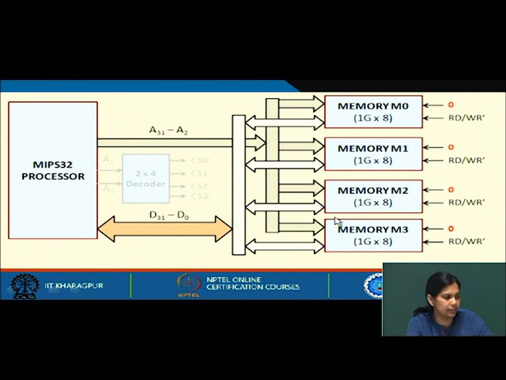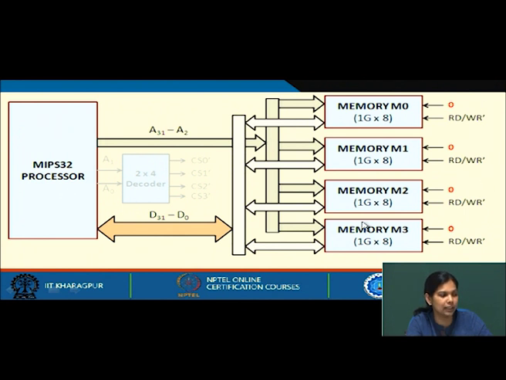So, in this case, what will happen? As all the modules are selected, whenever we give the first address, the data from all the 4 modules gets selected, and it will be transferred to this 32 bit data bus. So, from this module 8 bits will come, from this also, and then it will be transferred over this 32 bit data bus to the processor.